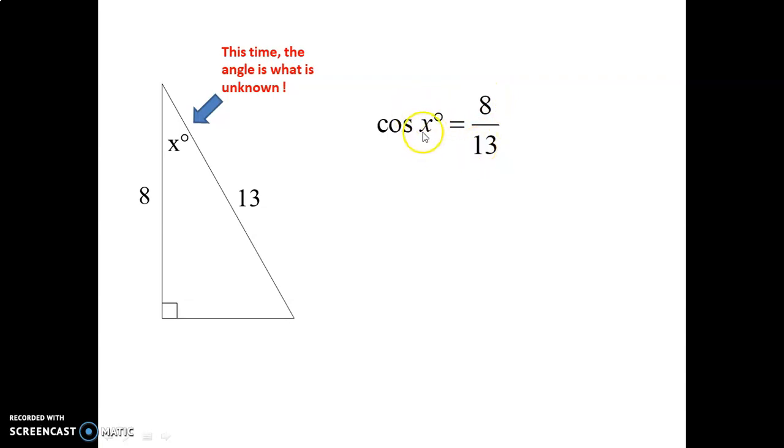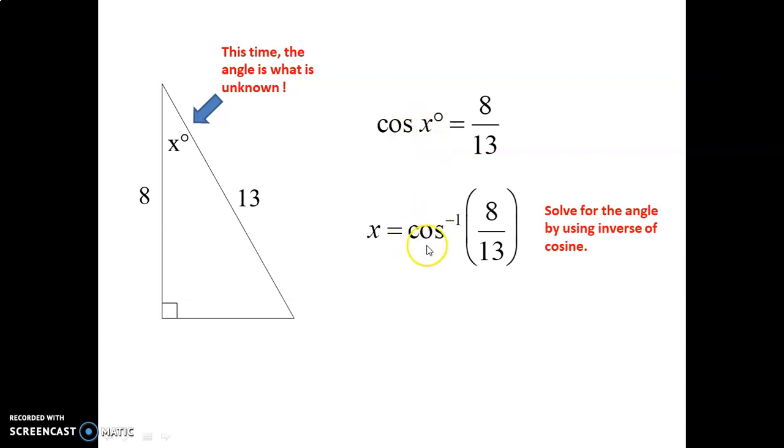Now the angle is unknown. To deal with that, we do what is called an inverse trig ratio. So anytime we need the angle, we can say the angle equals, and then this -1 means the inverse, so the inverse trig function of 8 over 13. This can be done on your calculator.